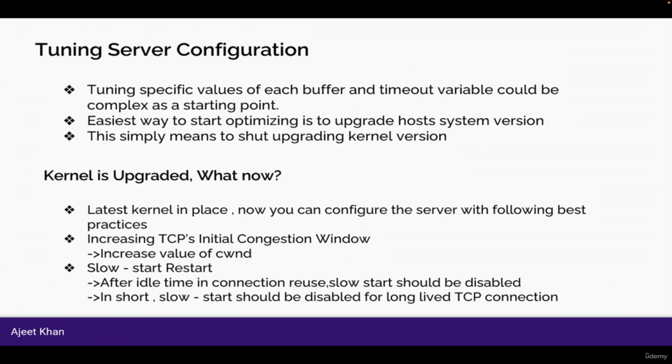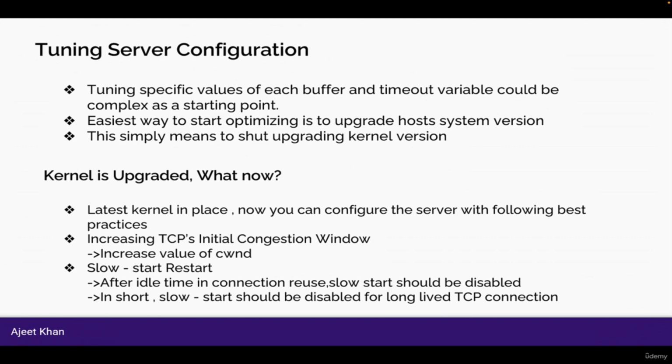What's next now? Once we have the latest kernel in place, you can now configure the server with the following best practices. Increasing TCP's initial congestion window. We have seen the initial congestion window CWND size was set to 10 segments. You can go ahead and increase it if network bandwidth can support more data.